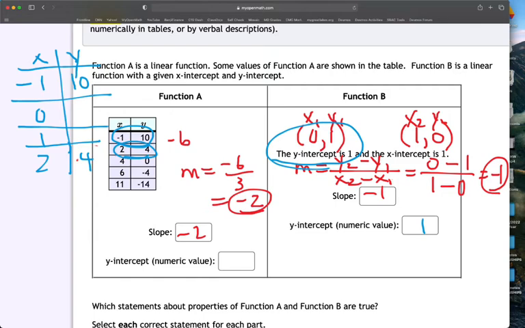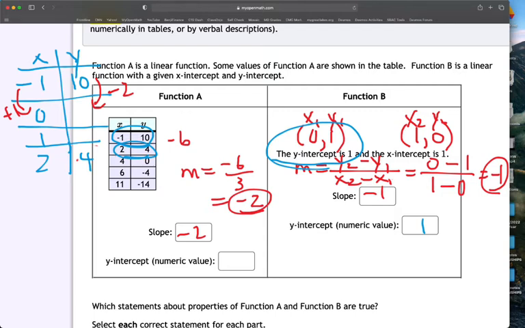Remember, we already know that our slope is negative 2. So what that means for us is that we have a change in y value of negative 2 for every change in x value of positive 1, because negative 2 over positive 1 is negative 2. Or we could see, to get from the x value from negative 1 to 0, we would have to add 1.